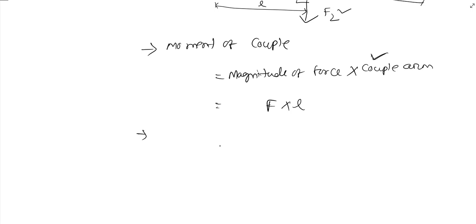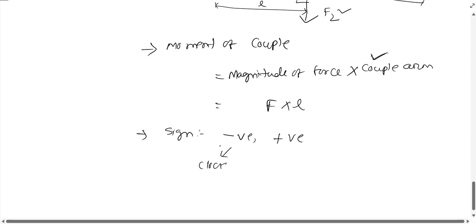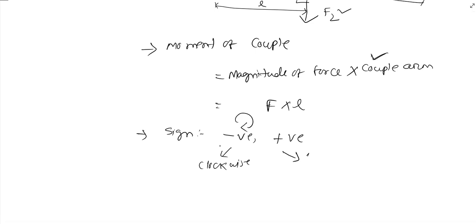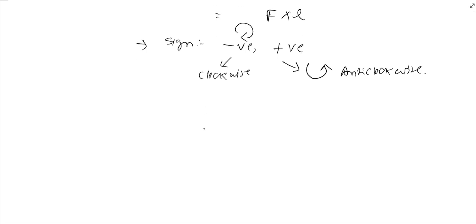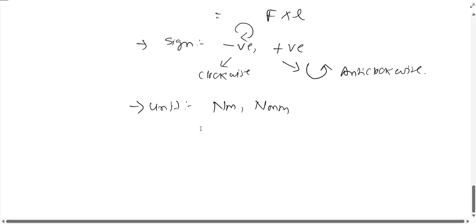और यहाँ पे if we show the sign convention, then clockwise couple may be taken as negative and anti-clockwise couple may be taken as positive. This is clockwise. Clockwise means in this sense, anti-clockwise means opposite to the sense of movement of hands of clock. It is anti-clockwise. Then units: Newton meter, Newton millimeter. These are the units of couple.